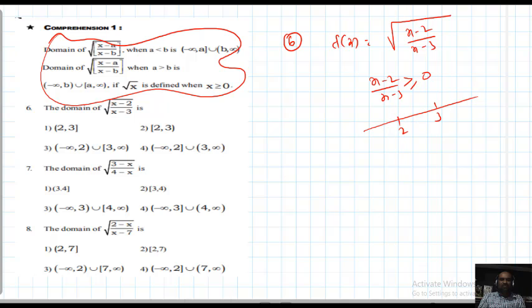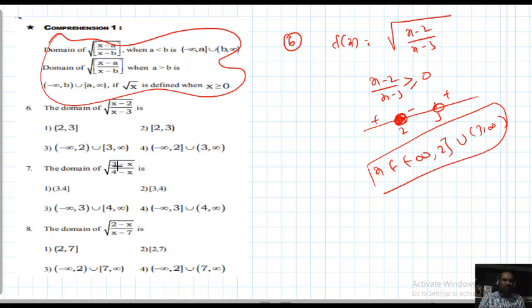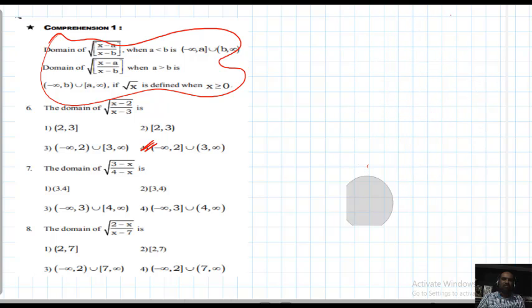2, 3 plus minus plus 2 will satisfy, but 3 won't satisfy because in the denominator we want plus symbols. So I can say x belongs to minus infinity to 2 closed union open 3 to infinity. This is the domain of the function. Fourth is correct for that. Next, similarly seventh also.